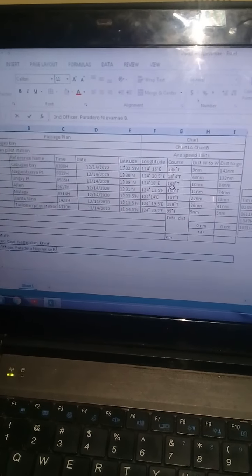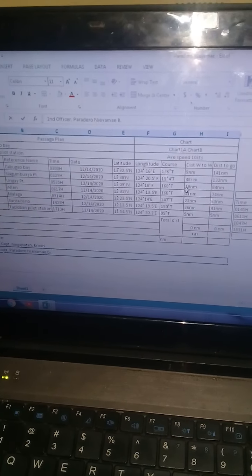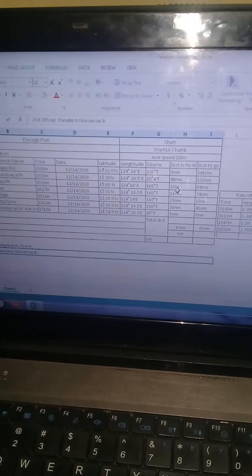And the next is waypoint 3, which is Ungay Point, time 535 hours or 100 hours with the same date, latitude 13 degrees 0.9 minutes north with longitude 124 degrees 18 minutes east, with the course of 168 degrees true. Distance waypoint to waypoint 10 nautical miles.